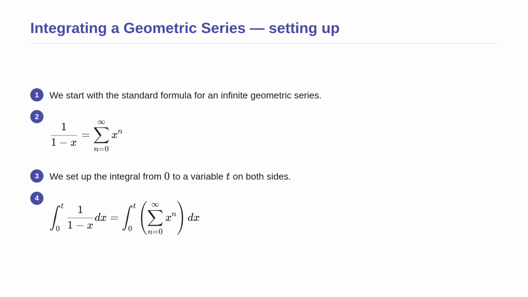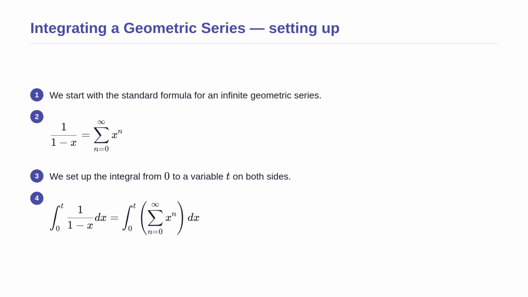Let us see this formula in action with a practical example. We will start with a very famous infinite series called the geometric series. A geometric series is a series where each term is multiplied by a constant factor to get the next term. We are given the geometric series for the function 1 over 1 minus x.